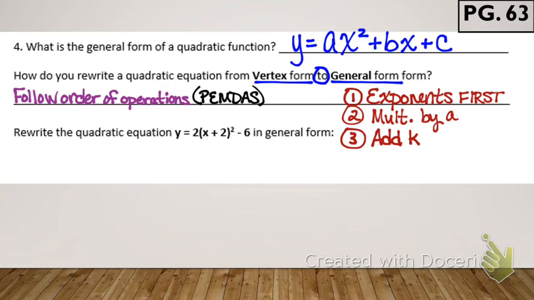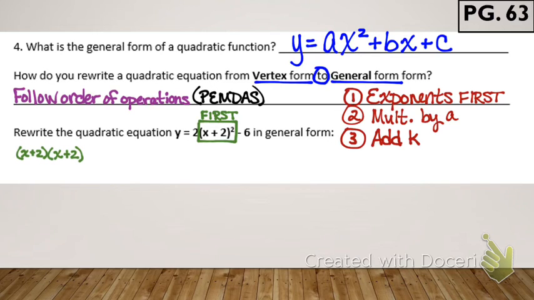I see an exponent here. It's this little 2. What is that exponent on? On the parentheses. So this right here, when I say I need to deal with the exponents first, this is what I'm looking at first. What does it mean for something to be squared? Multiply it by itself. So I have x plus 2 that's being multiplied to another x plus 2.